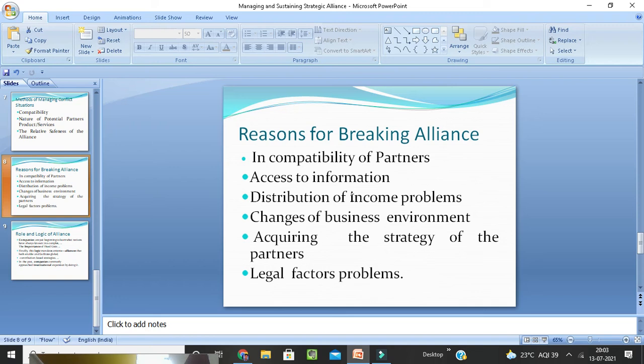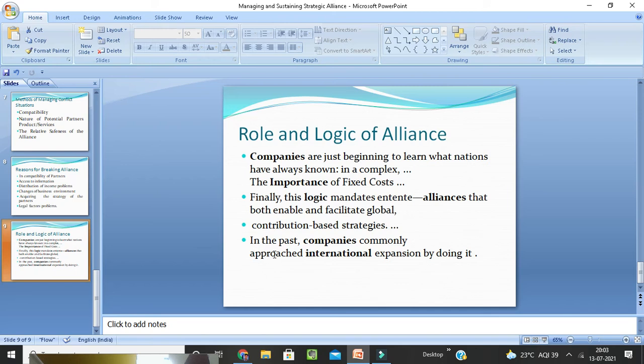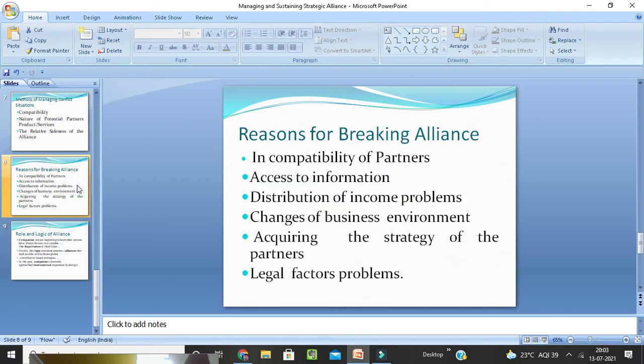like that. Also here, we will get the same situation and conditions over here. Next one is the role and logic of alliances, how it is taking place. Like companies are just beginning to learn what nations have always done in the complex. The important one is the cost factor.